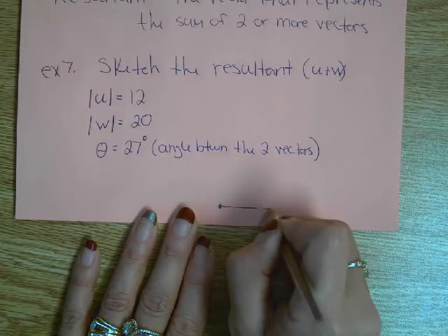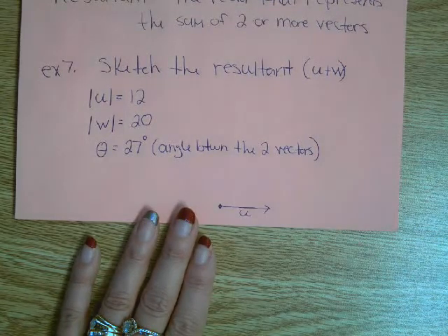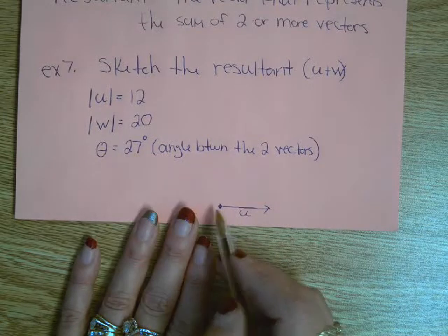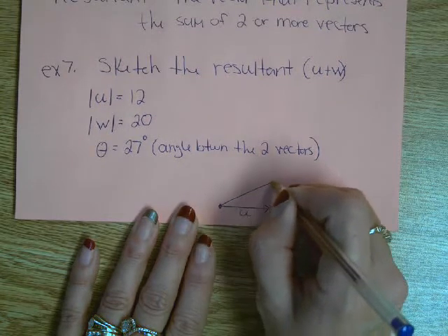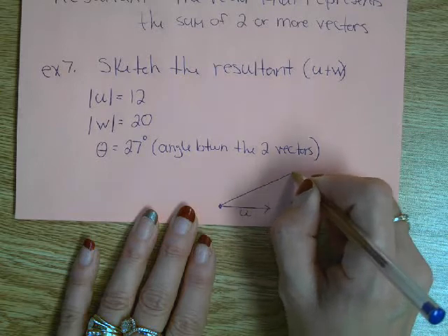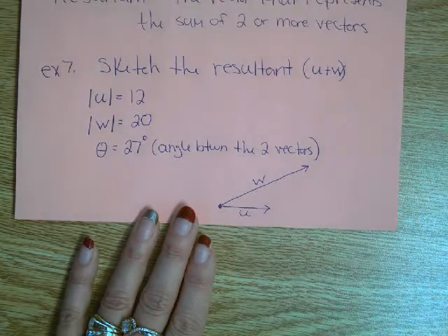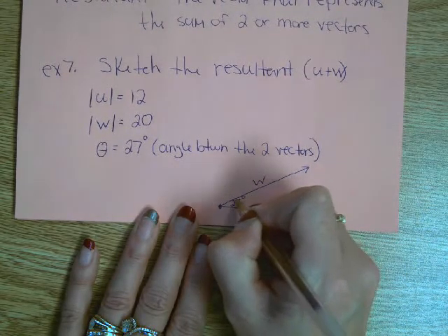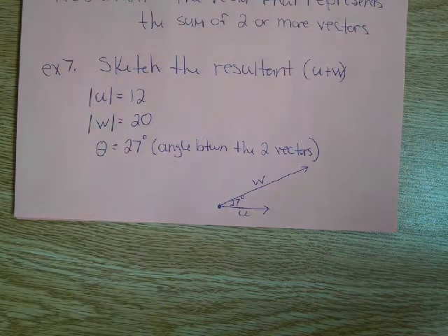But here's my big crate. Here's vector u, showing a length of 12. The angle between the two tails, where it's pulling on the box, is 27 degrees. So it's not a very big angle. But I know vector w is quite a bit longer. And there's 27 degrees between them. So that's what's happening in real life. There's the two ropes with the angle between the ropes and the pulling.